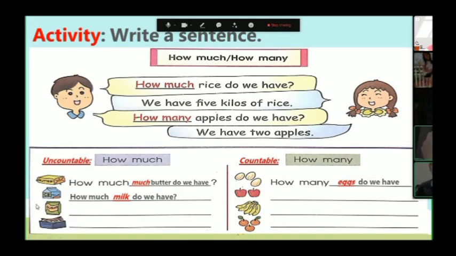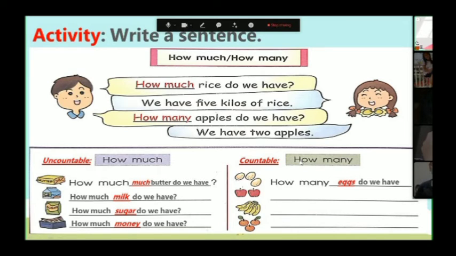How much meat do we have? Again, milk please. How much milk do we have? Next, how much sugar do we have? Next, money. How much money do we have? So next we go now.